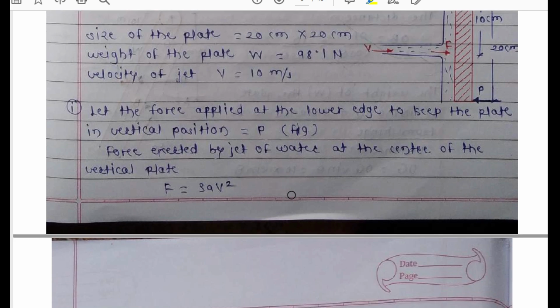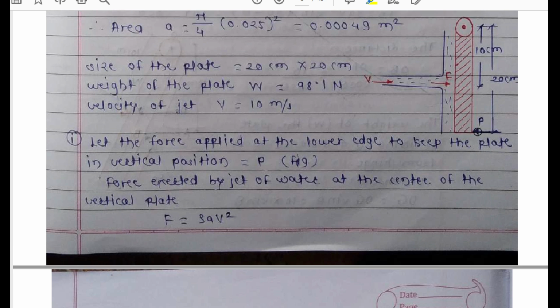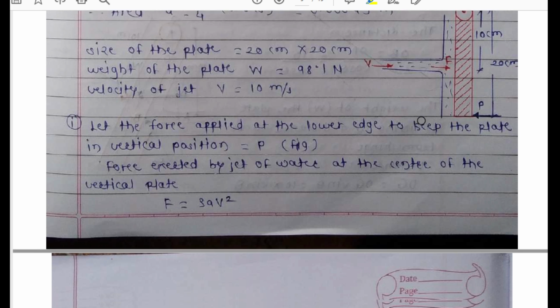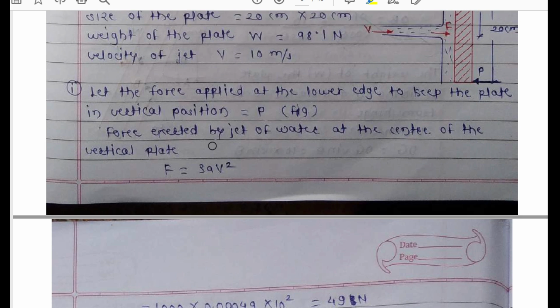Now, first we have to find the force which acts at the lower edge of the plate to keep this plate in vertical position. As this diagram shows, if we add this force P, the whole hinged plate will be in the vertical direction. So the force F exerted by the jet of water at the center of the vertical plate will be equal to the force exerted by the jet of water on a stationary flat plate. That means F equals rho A V square.